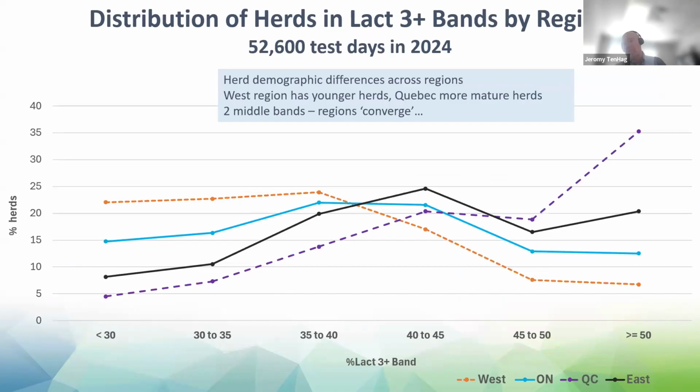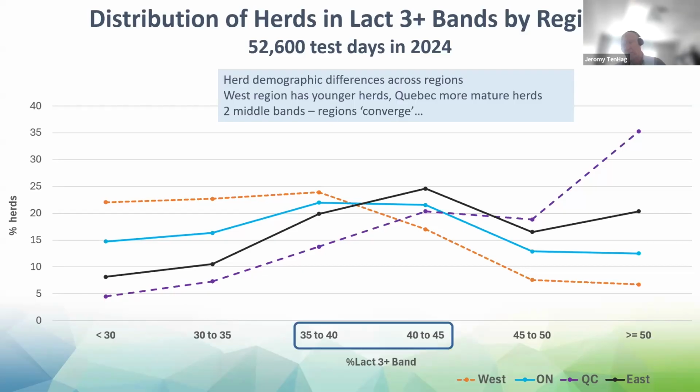So that's more of a trend over time, what's happened. Now here, this is the distribution of herds with percent lactation 3 plus in them for the year 2024. And we look at it by test day. So almost 53,000 test days go into this, and it's done by region here. So Western Canada is orange, Quebec is purple, and then Ontario and the East are the two solid lines, the light blue and black. And they kind of follow a similar trend.